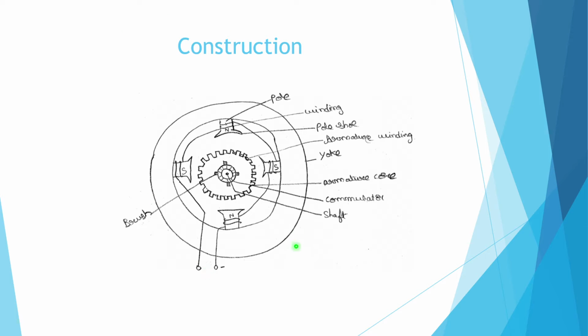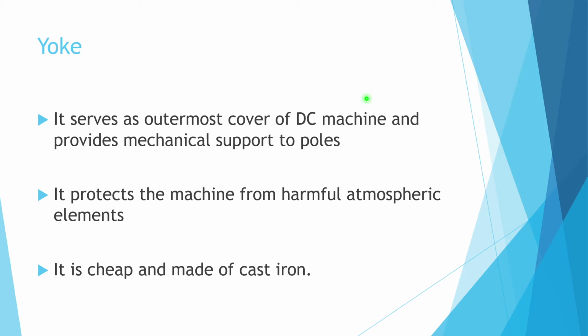The outer structure or outer part of the DC generator is known as the yoke. It serves as the outermost cover of the DC machine so that the insulating materials get protected from harmful atmospheric elements like moisture, dust and various gases. It provides mechanical support to the poles. It protects the machine from harmful atmospheric elements. It is also cheap and made of cast iron.